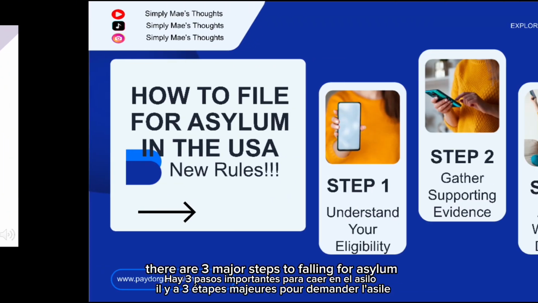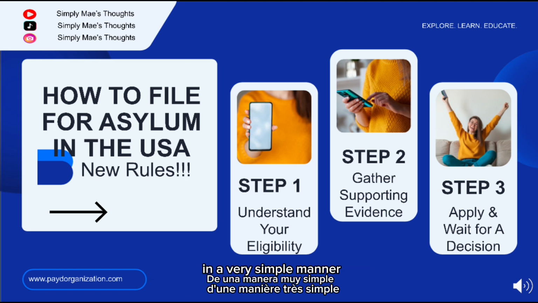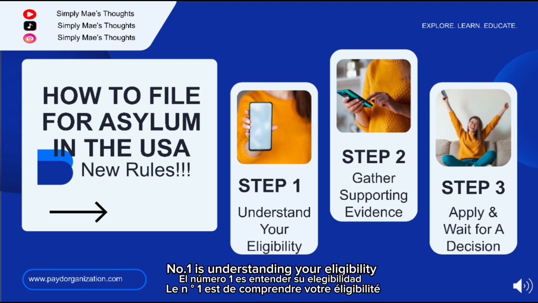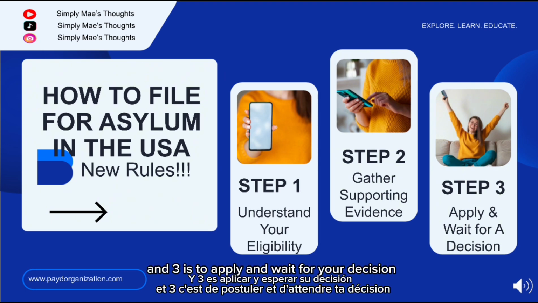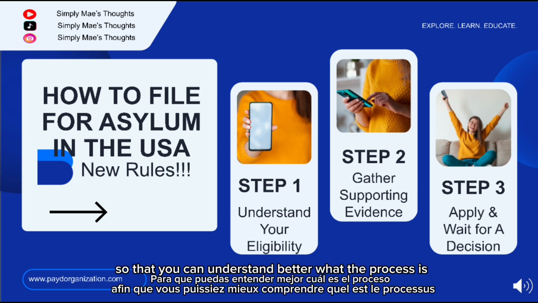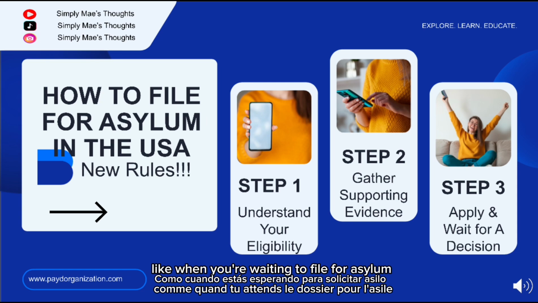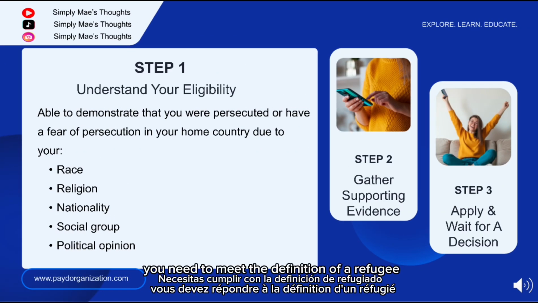There are 3 major steps to filing for asylum, and I'm going to break it down for you in a very simple manner. Number 1 is understanding your eligibility. 2 is gathering supporting evidence. And 3 is to apply and wait for your decision. We'll get into all of the timelines after you apply so that you can understand better what the process is like when you're waiting.